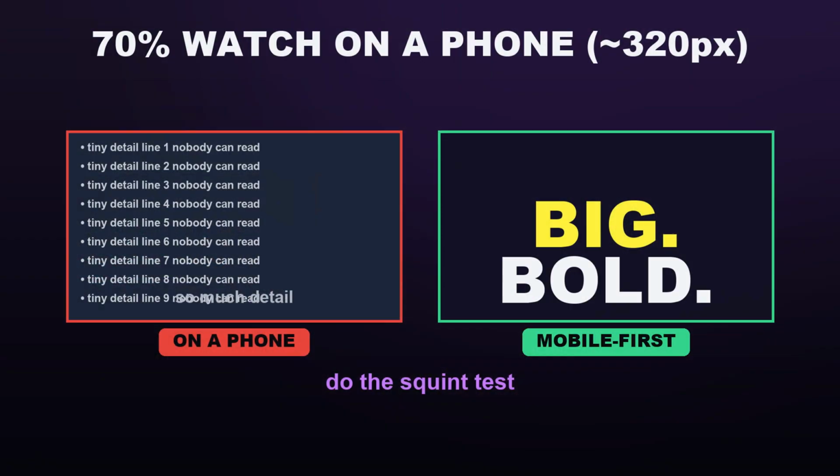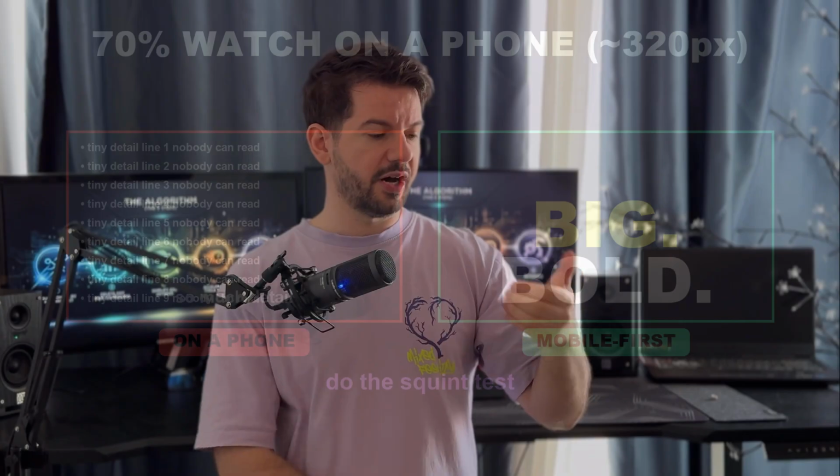To fix this one, I want you to do something called the squint test. Put your thumbnail on your phone, hold it afar, squint, and see if you can realize what's on it in like half a second. If you don't, you have to keep working on it, make it cleaner.